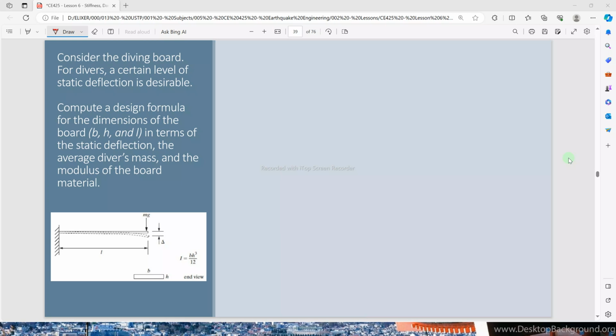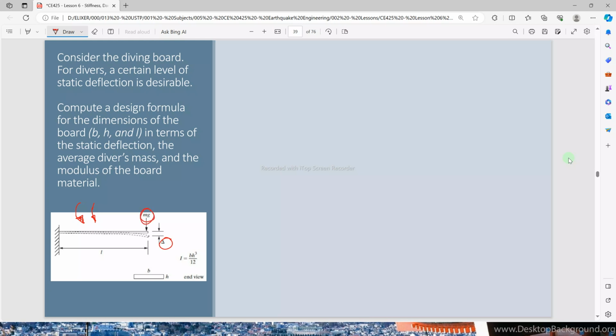No? So here, our problem, we have a diving board. So we have a diving board here. A diving board is where one dives, then swims. So that is a diving board. For divers, a certain level of static deflection is desirable. So we have a deflection here, represented by delta. So that is the certain static deflection that is desirable for the diver.